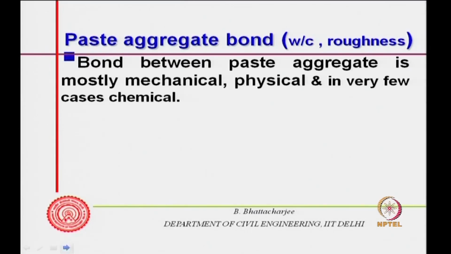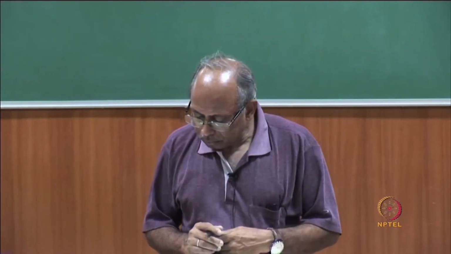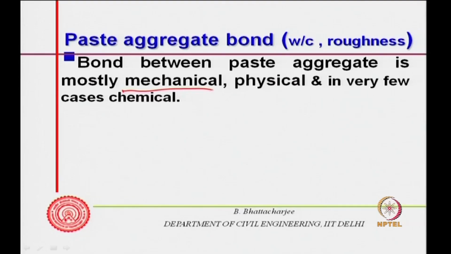Now, what governs this paste aggregate bond? Cement type is a factor, but there are other factors. So, let us see other factors. This bond is mostly mechanical, physical, and in very few cases can be chemical, but mostly it is mechanical and at best physical.